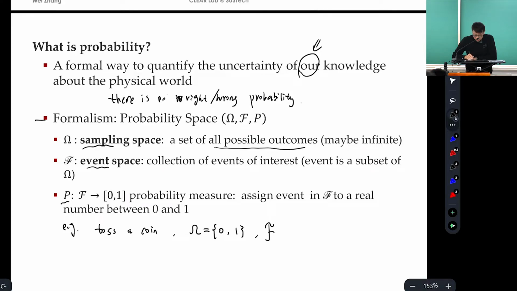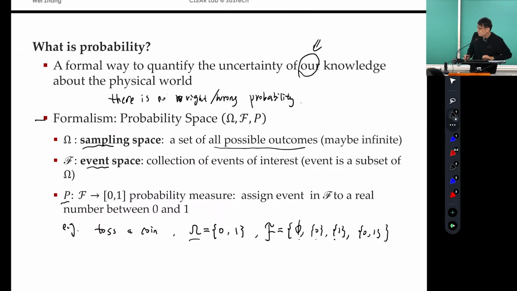What about the event space? You typically don't directly assign probability to outcomes; you assign probability to events. The event space consists of subsets of the sampling space: the empty set, {0}, {1}, and omega itself, {0, 1}. So there are a total of 4 possible events, and you can define a probability for each of these events.